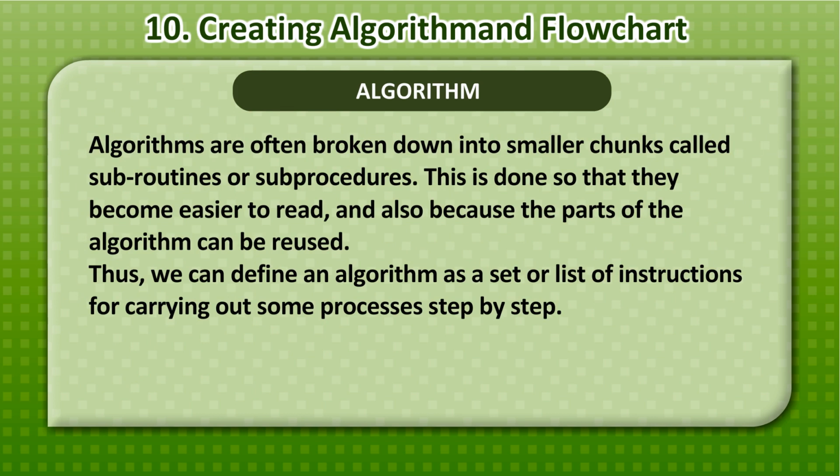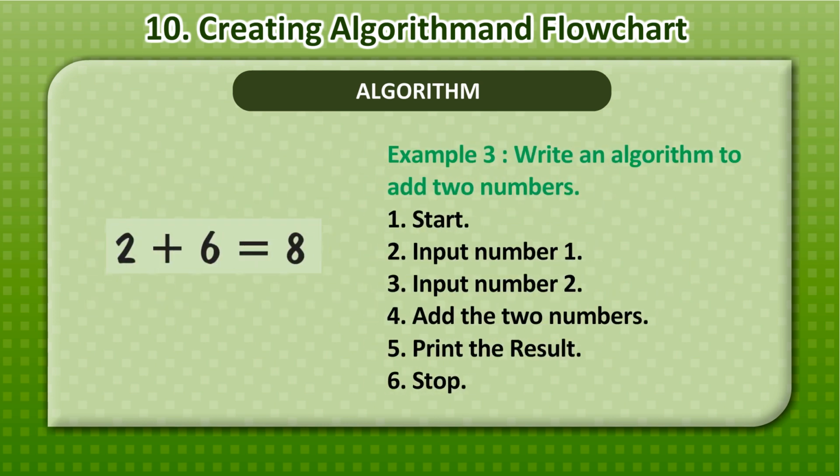Algorithms are often broken down into smaller chunks called subroutines or sub-procedures. This is done so that they become easier to read and also because the parts of the algorithm can be reused. Thus, we can define an algorithm as a set or list of instructions for carrying out some process step by step. Example 3. Write an algorithm to add two numbers.